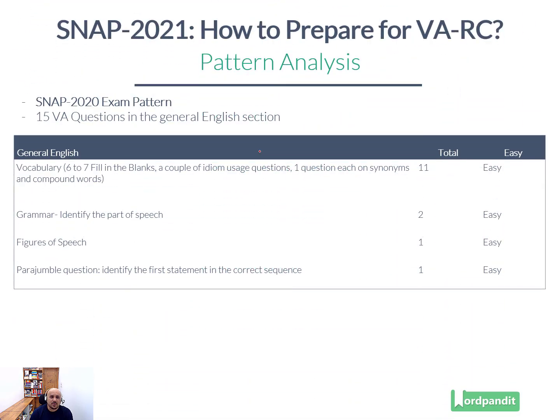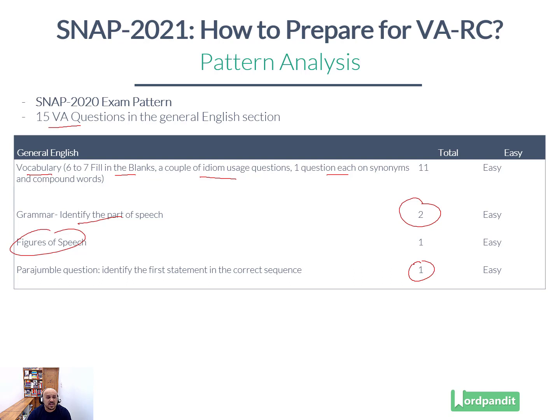What is the exam all about? If we look at the last year, there were 15 questions. These were all VA questions, no RCs. Out of those 15 questions, vocabulary featured in 11 questions. You had fill in the blanks, idiom questions, synonyms, compound words. So a mixed match. You had 2 questions on parts of speech. You had figures of speech as well. And you had 1 parajumble question.